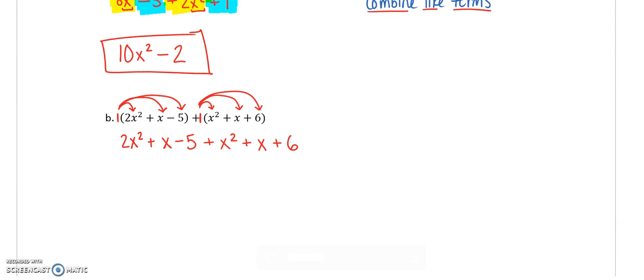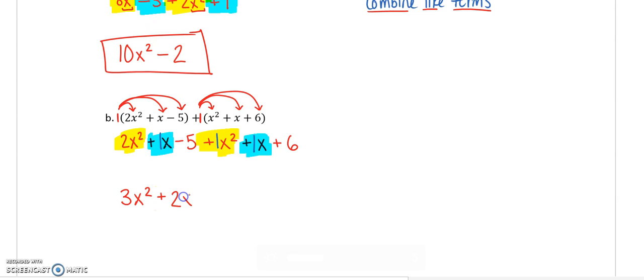And now I can start combining like terms. So again, I'm going to find my like terms and add them together. Now remember, this plus x squared, that's like plus 1x squared. So 2 plus 1, that's 3. So that'll be 3x squared. Alright, keep going. I have a plus 1x and another plus 1x. So 1 plus 1, that'll give me plus 2x. And then my last one, minus 5 plus 6, that'll give me plus 1.